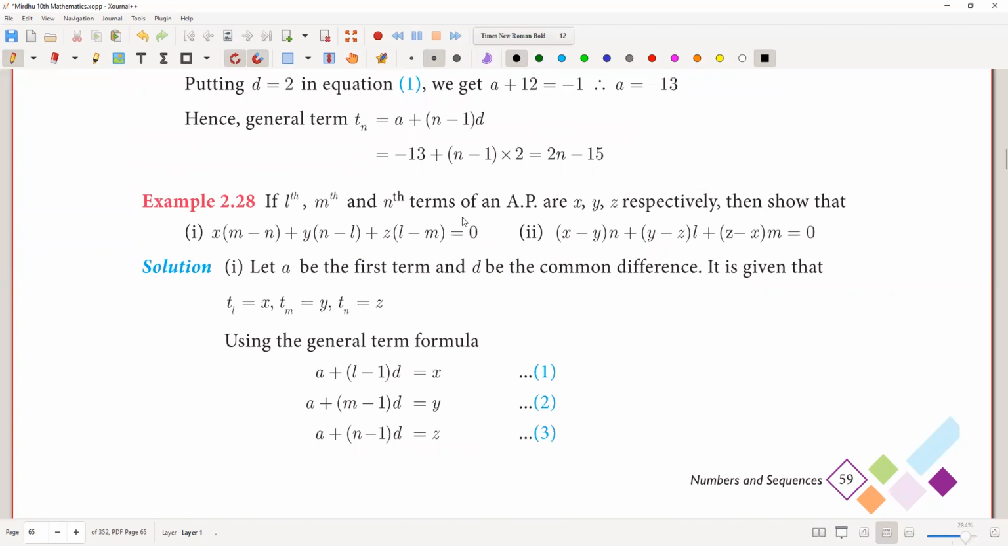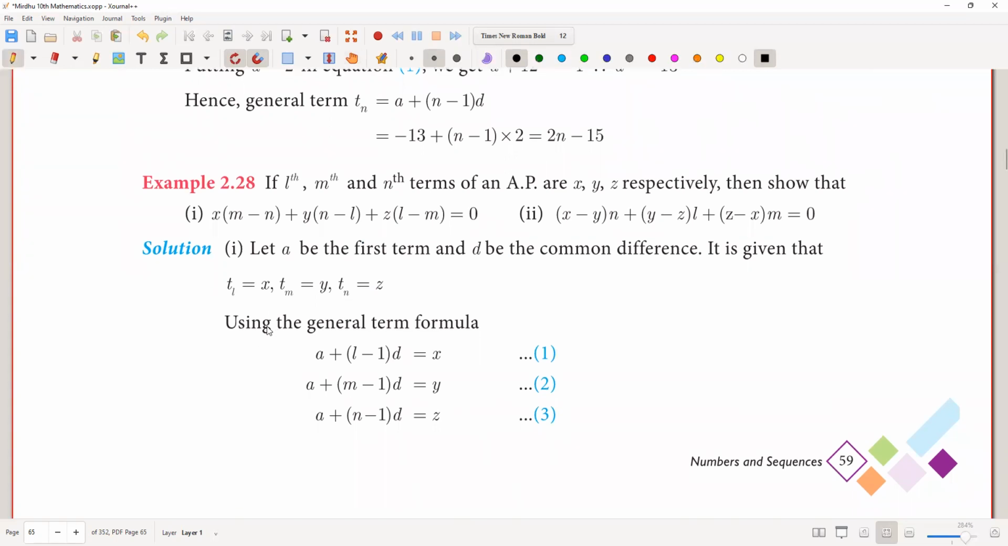Okay. Then if the Lth, mth and nth terms of an AP are x, y, z respectively, then show that x into m minus n plus y into n minus l plus z into l minus m equal to 0. They are given that they are in AP. What we have to show? What do we know? x minus y equal to y minus z, both are the common difference D. We are just going to apply that fundamental.